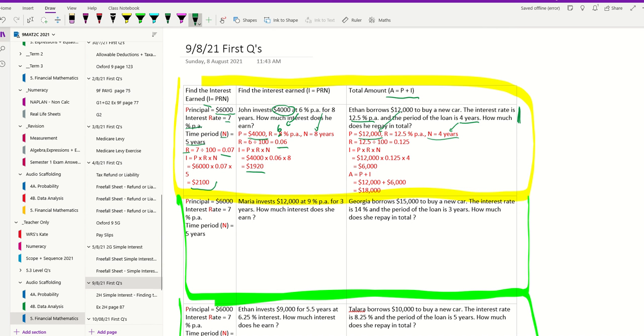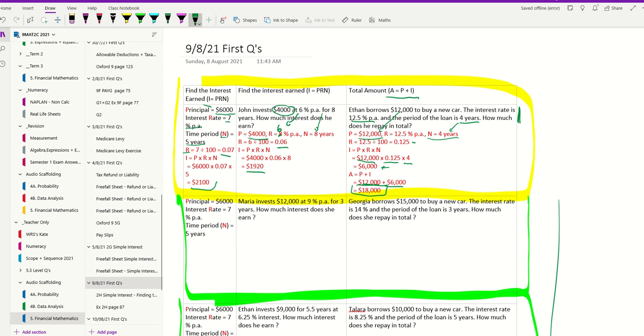Now our rate, again, we're going to convert to a decimal, 12.5 divided by 100, 0.125. Now we have to find out the total interest he paid on this. We're going to put these numbers in. We've got our P of 12,000. We've got our R that we just worked out at 0.125, and we've got our N at 4. We put all that in and we find that the interest was $6,000. So how much does he repay in total? He pays how much he borrowed plus the interest he has to pay. He repaid in total $18,000.